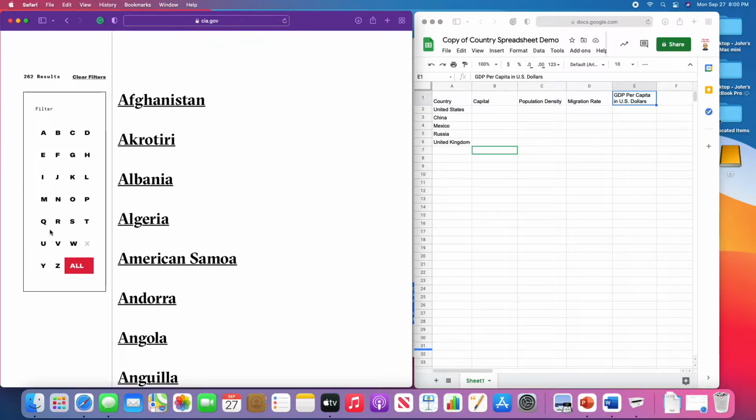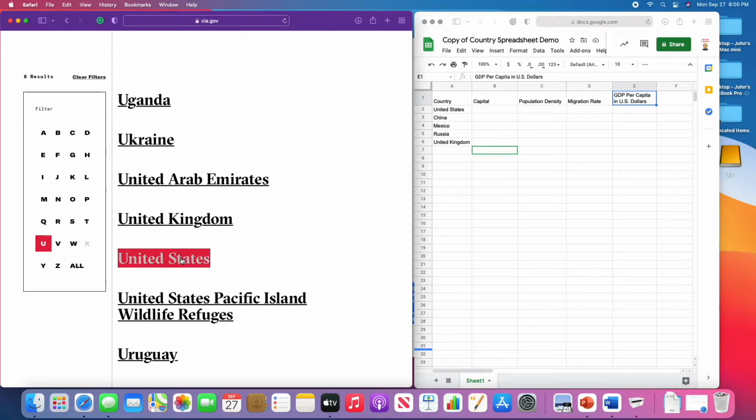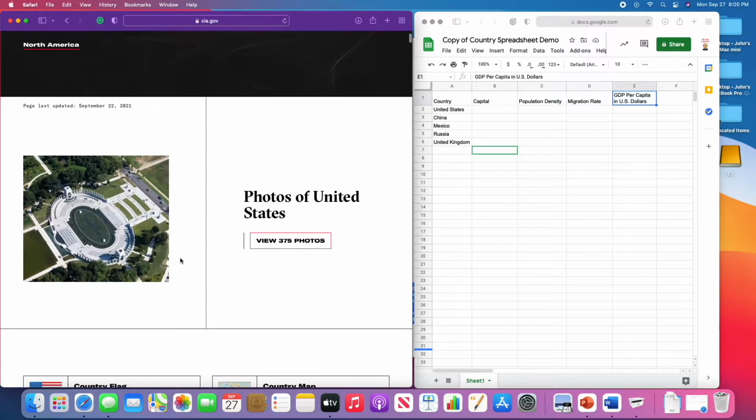We go over here to the left, and we see this alphabet here. And so what we're going to do is go for the United States. We're going to look under U. And there it is, United States. So we're going to click on it, and here we are.